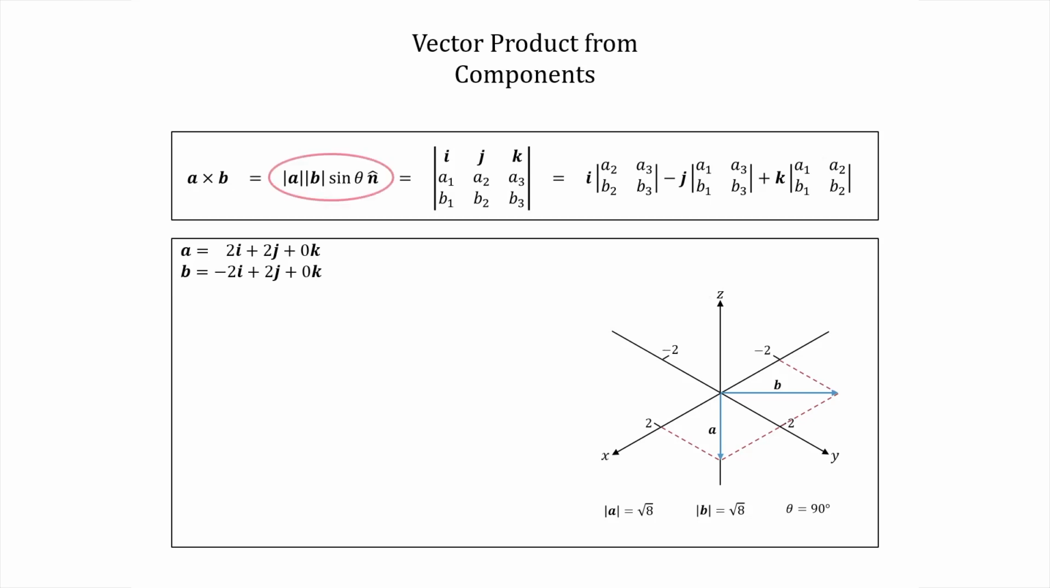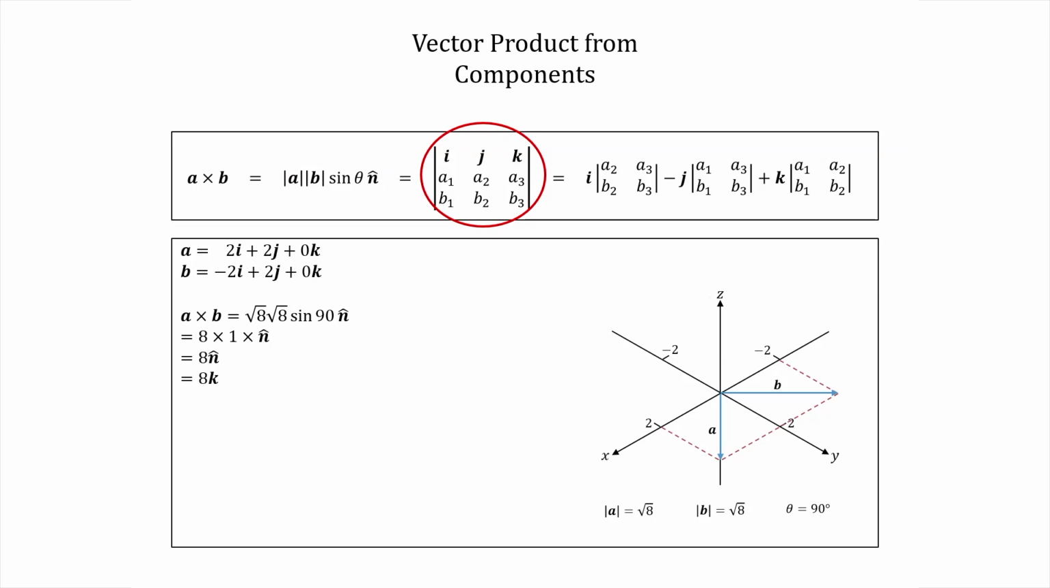So first of all, let's use the first definition. So A cross B is root 8 times root 8 times sine 90 times n hat. But what is n hat in this case? Well, using what we discussed in the previous video, we can deduce that n hat would be the unit vector pointing in the direction of the z-axis. Now, simplifying gives 8, that's root 8 times root 8, times 1, that's sine of 90, times n hat, which is 8 n hat. But if n hat is a unit vector pointing in the direction of the z-axis, then n hat is in fact just the vector k. So this equals 8k.